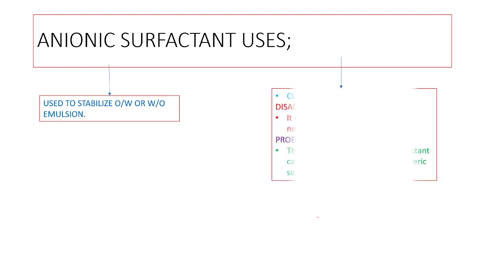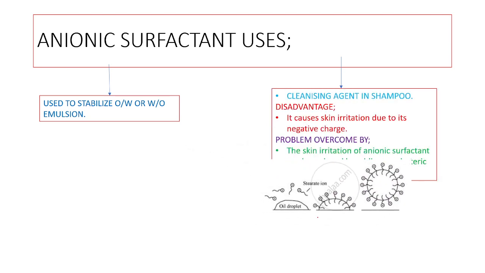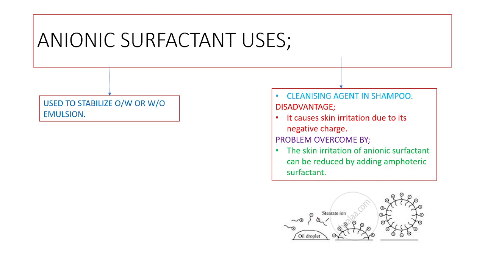Next one is anionic surfactants. Uses: what are the uses of anionic surfactants? We already discussed anionic surfactants. Monovalent soaps are used for the stabilization of oil in water systems. Next, divalent soaps can be used to stabilize water in oil systems. Also, these anionic surfactants are used in shampoos as a cleansing agent. Cationic surfactants are used as a conditioning agent. Anionic surfactant molecules are used as a cleansing agent in shampoos.